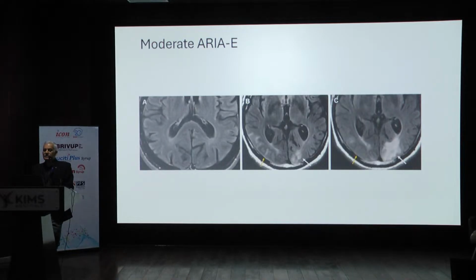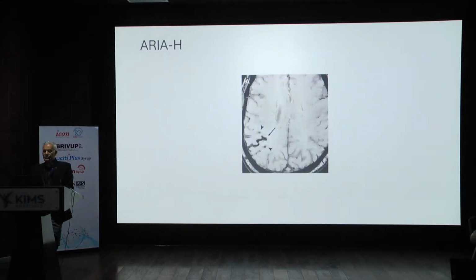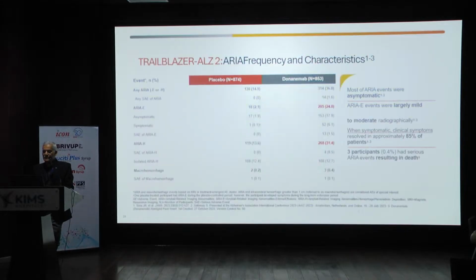Then moderate ARIA is slightly more swelling, maybe with some quantification of that. And severe ARIA is bilateral, almost involving more than one lobe. So these are ARIA-E, edema. And hemorrhage also: if you have excluded prior microhemorrhages, the appearance of new microhemorrhages or macrohemorrhages in the brain is suggestive of ARIA-H.